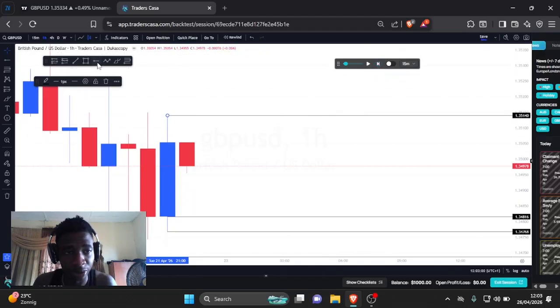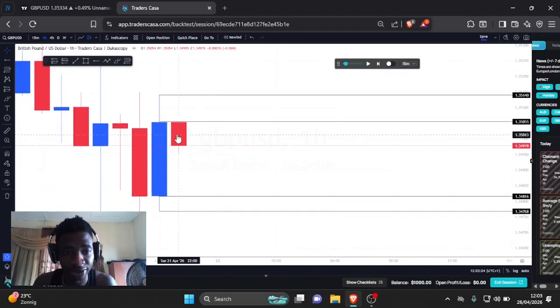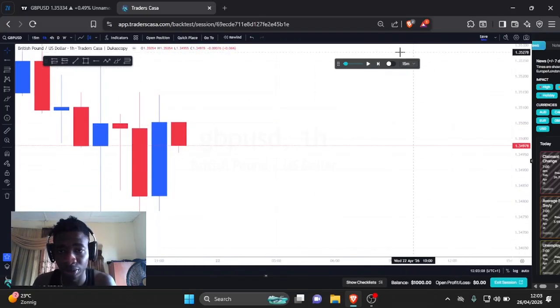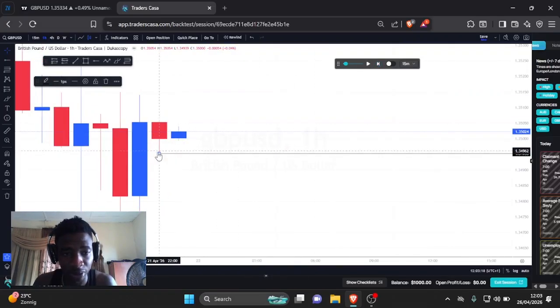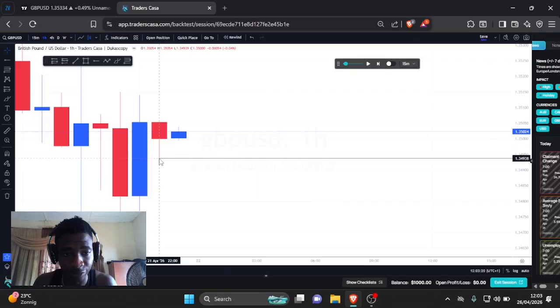Now we have the body close. And you see, we have this bearish again. We have a wick. We'll wait for it to be over. Now we have only one wick. We have a body close and the body open.